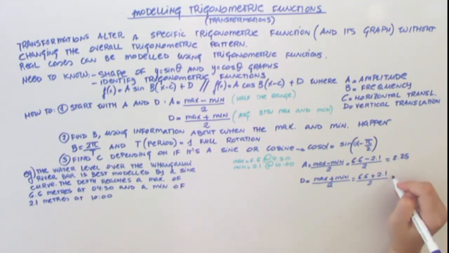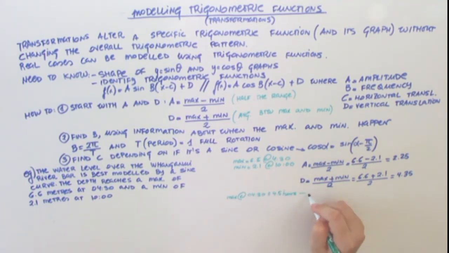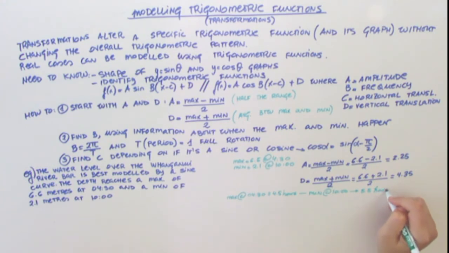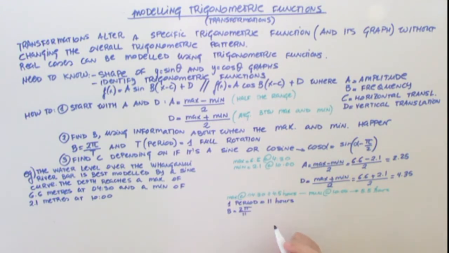After having these two, using information about when the maximum and minimum happen, I can get b. I know that the maximum happens at 4:30, which is the same as 4.5 hours, and the minimum at 10. So there are 5.5 hours between them. That means that one full period will be twice as much, 11 hours. So I can get b equals 2 pi over the period, 2 pi over 11.